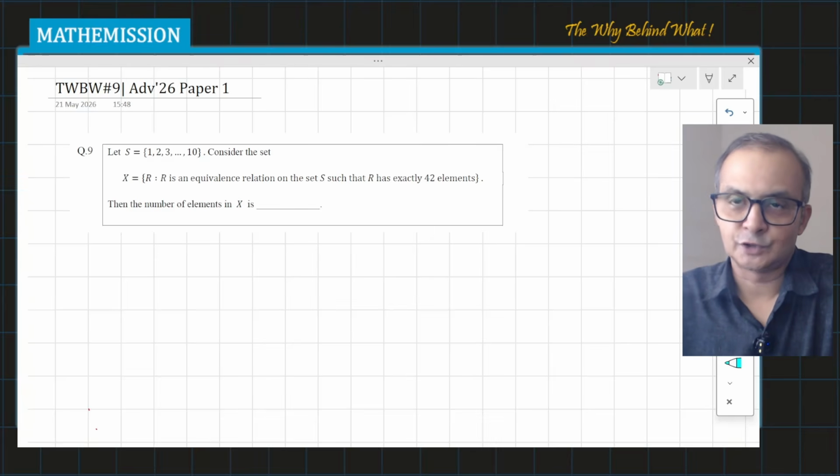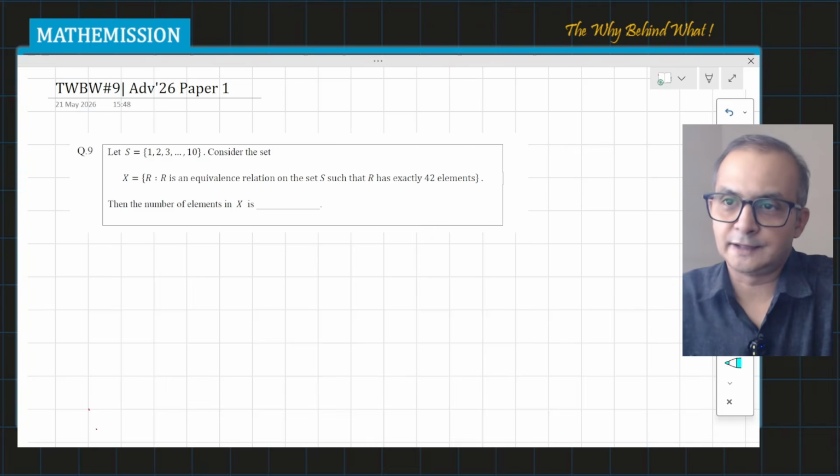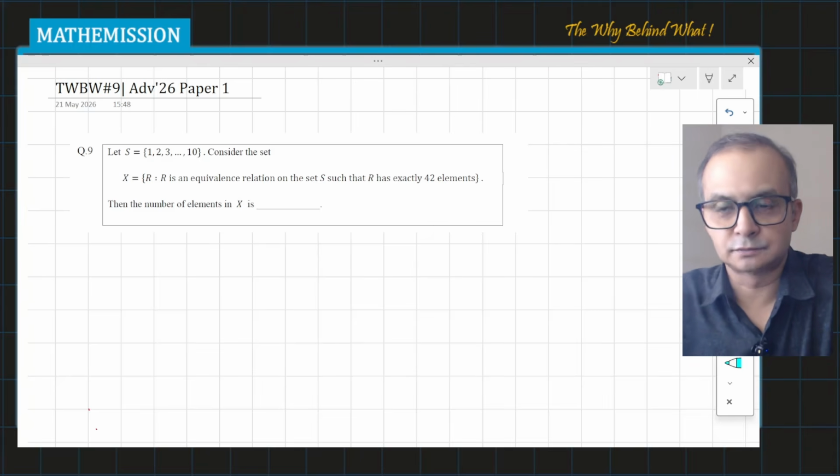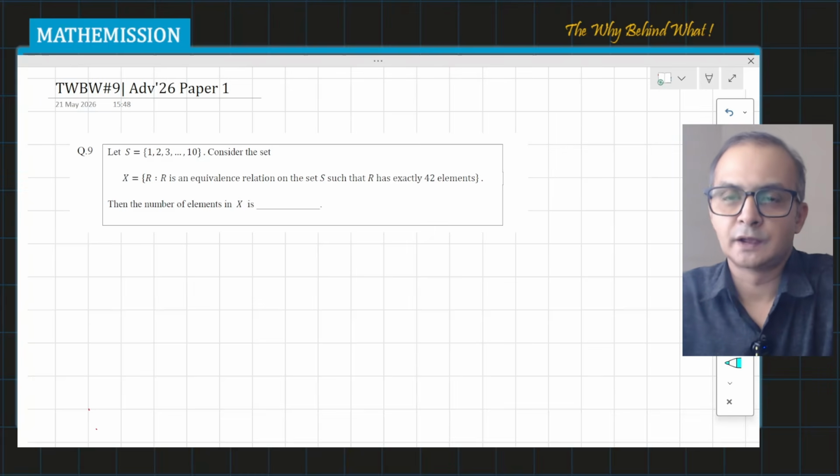Hello everyone. So in this video we are going to discuss question number 9 from paper 1 of JEE Advanced 2026. I think this question is the most talked about for the last few days, and it has multiple solutions also, and most of the solutions are proposed by going into the equivalence class and all.